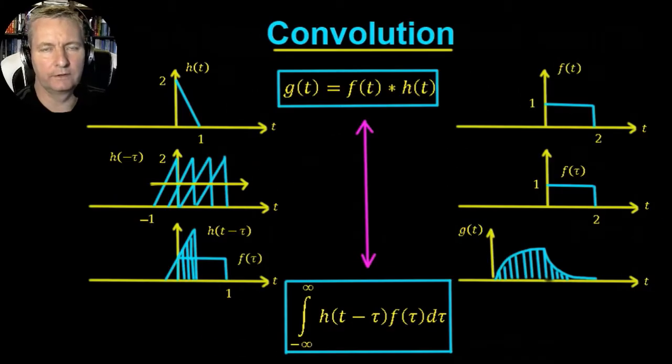So let's have a look at a really important part of signals and systems. This is called convolution. Now, if we write it out here, we could say that if we had a function f of t and another function h of t, we can convolve the two together. The sign for convolution is this little star. And in the end, when we've convolved these two together, we get a third function g of t.